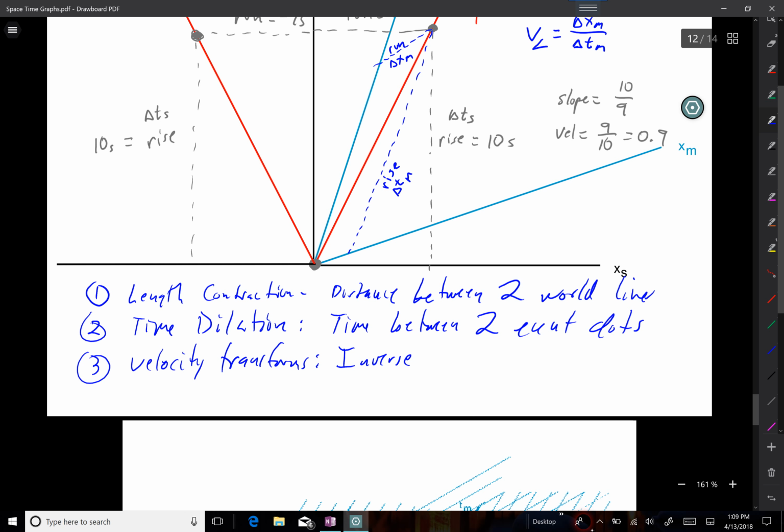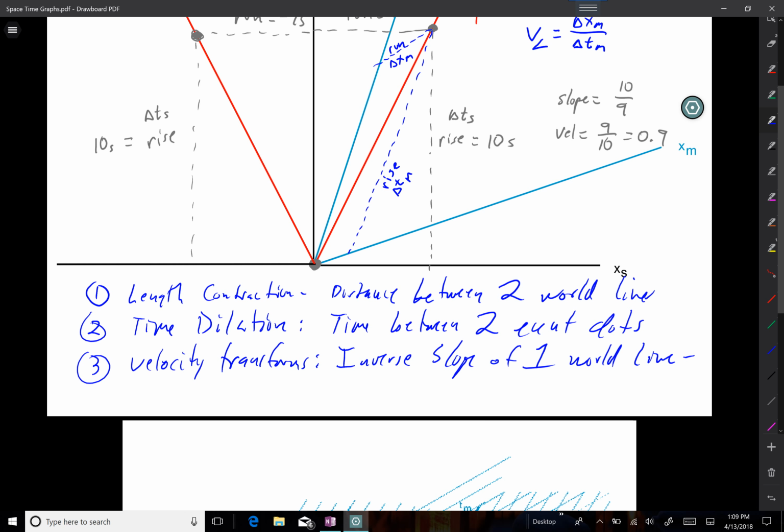Inverse slope of one world line. Right, those are the big ticket items that we've been covering. So those are kind of categories of problems that you need to be able to look at, the patterns of how you solve these problems. And the homework should help you do that. But you should begin taking that information and compiling it into some kind of a summary for yourself to get ready for the test coming next week.